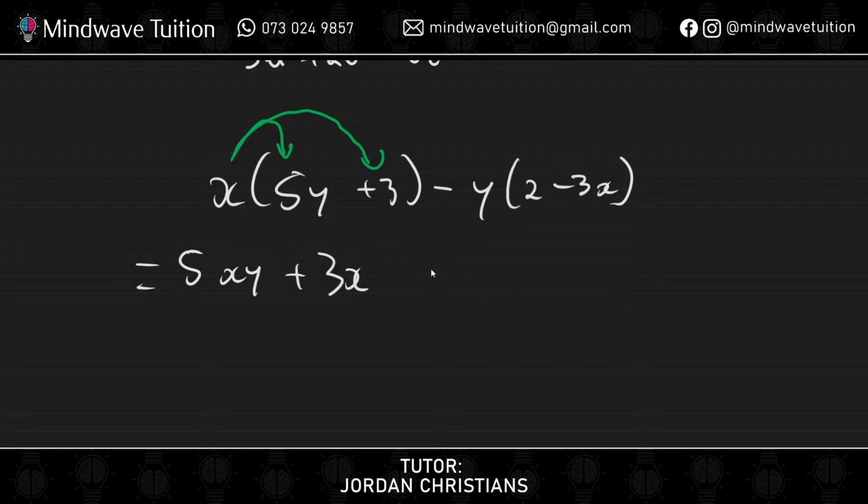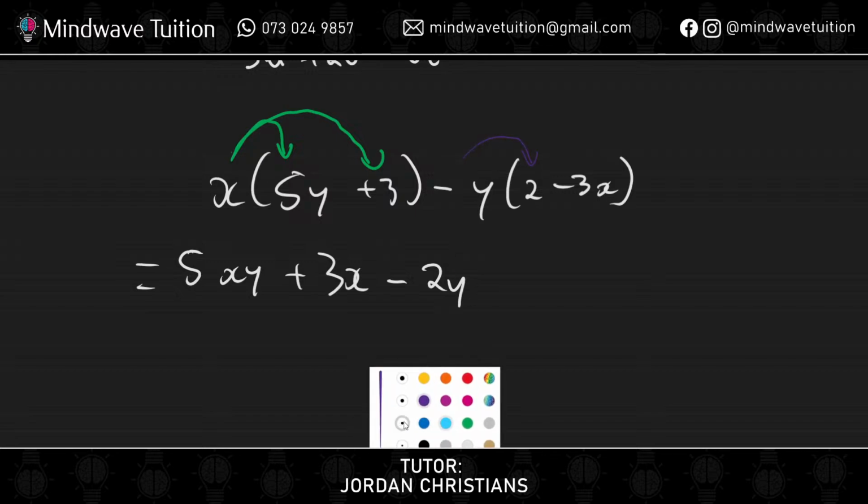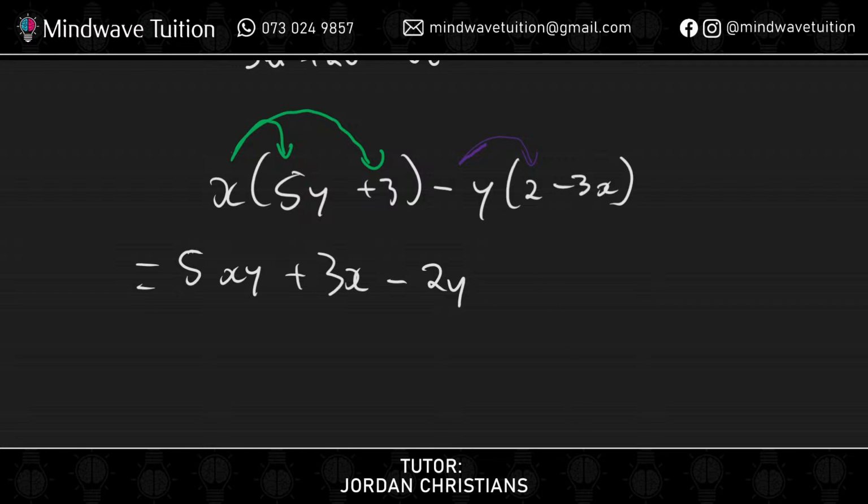Then y times the 2, but this is negative y, so this will end up being minus 2y. So again, negatives are extremely important. Always bring them along when you multiply, even if there's no number next to it. So then we're going to multiply this negative y into the negative 3x. Negative y times negative 3x will give us positive, because negative times a negative gives us a positive 3xy.